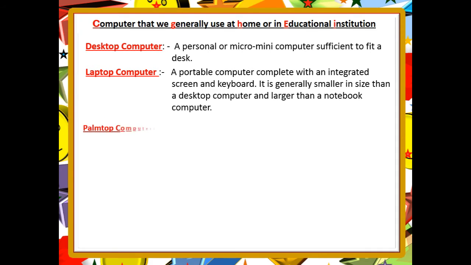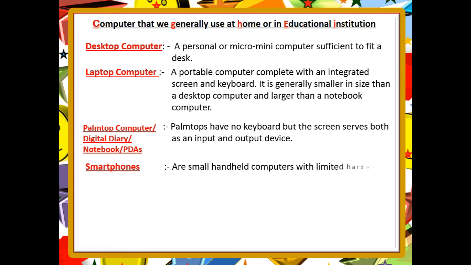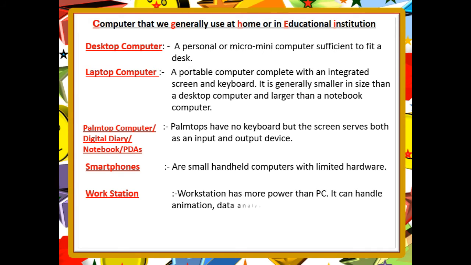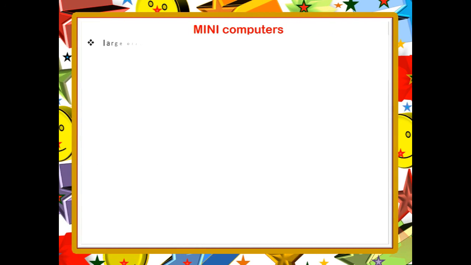Palm top computer, digital diary, notebook or PDAs. Palm tops have no keyboard but the screen serves both as an input and output device. Next one is smartphone. All of you know about the smartphone, a small handheld computer with limited hardware. Next one is workstation. Workstation has more power than a PC. It can handle animation, data analysis and photorealistic renderings as well as video and audio creation and editing, and has greater memory and processing capabilities.